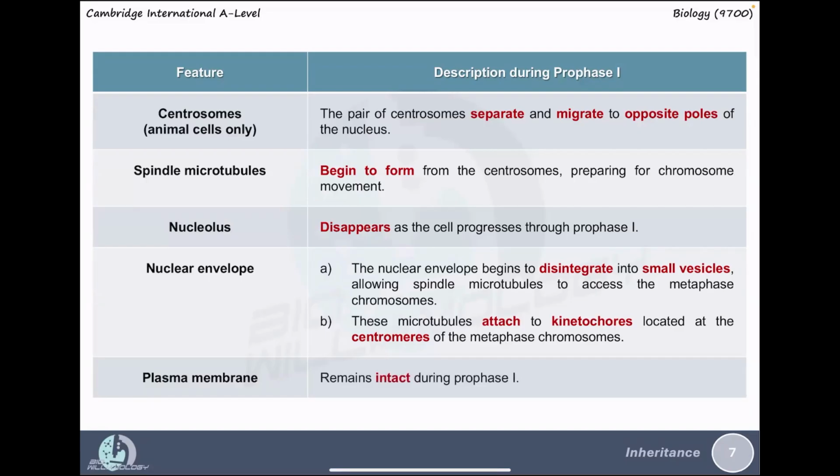And as I mentioned previously, the elongation of the spindle microtubules pushes these homologous chromosomes to the metaphase plate. And the plasma membrane remains intact during prophase 1, and no special event is associated with a change in the plasma membrane. There is no change in the plasma membrane throughout prophase 1.